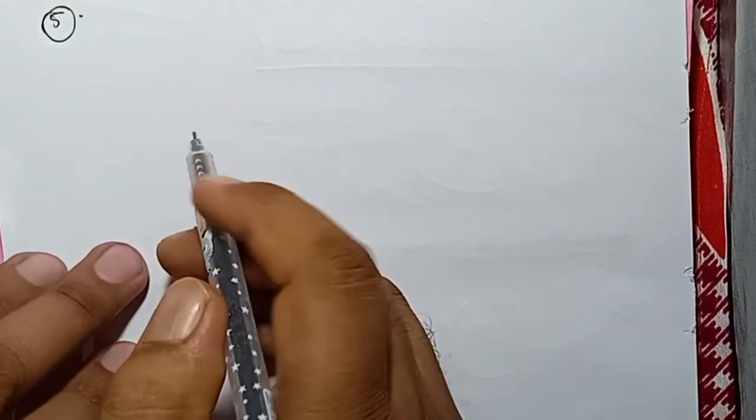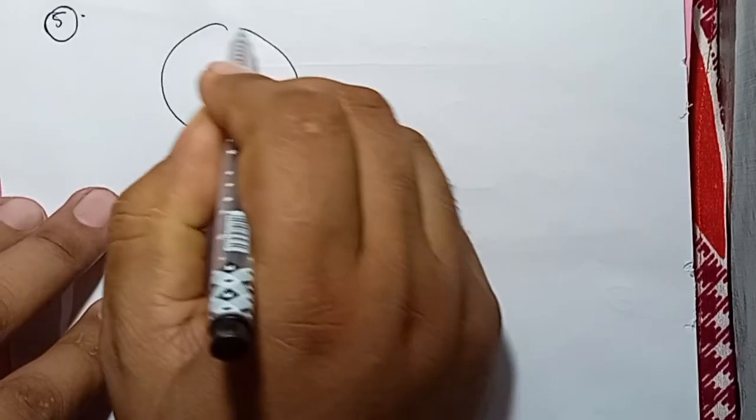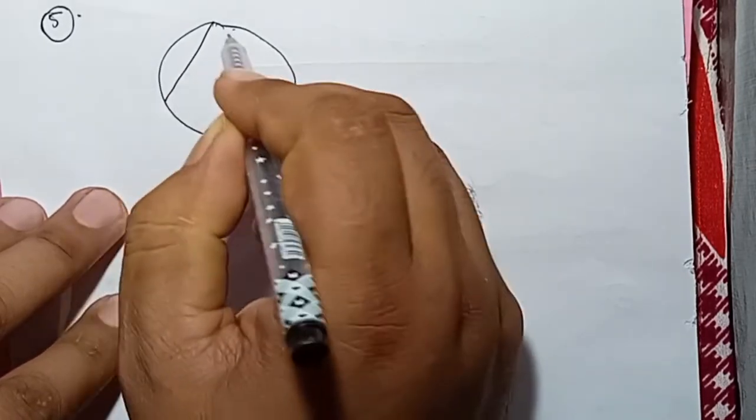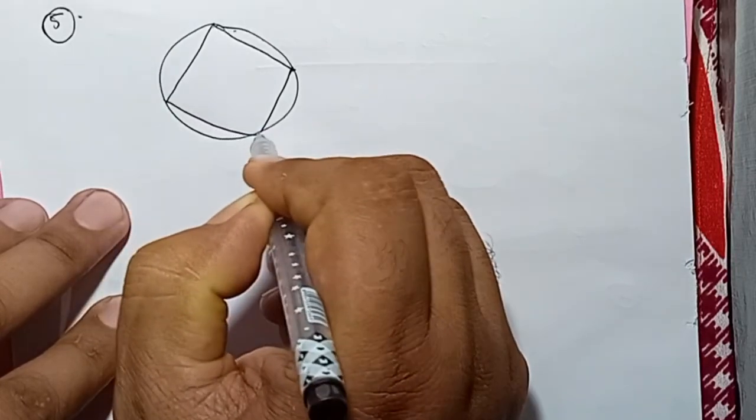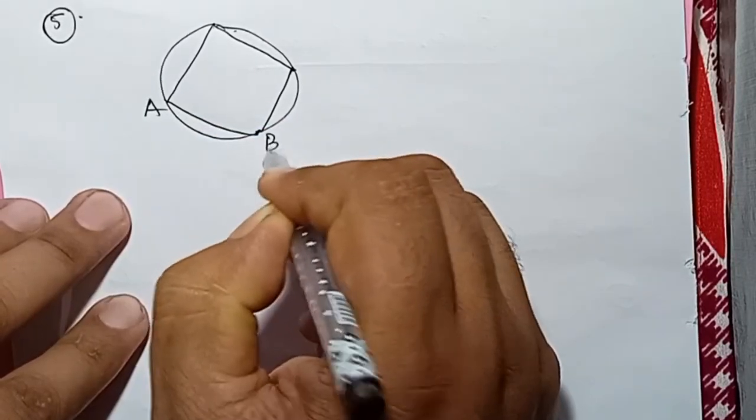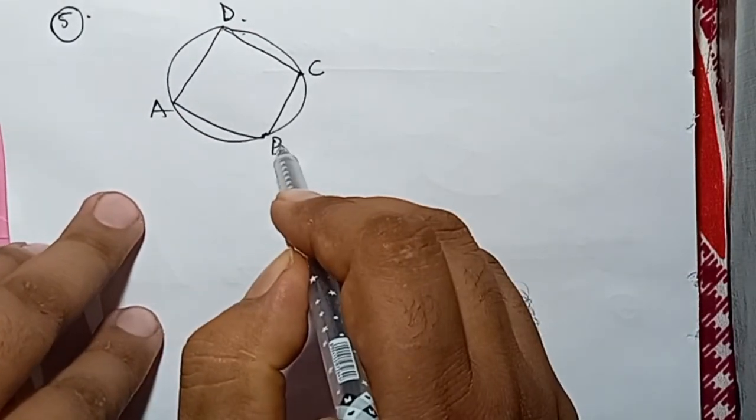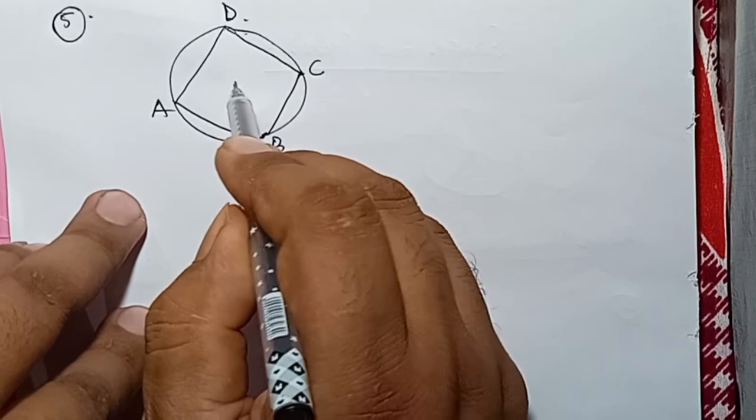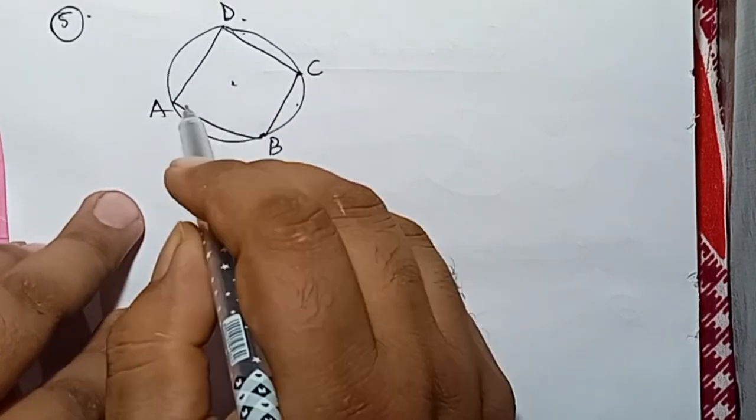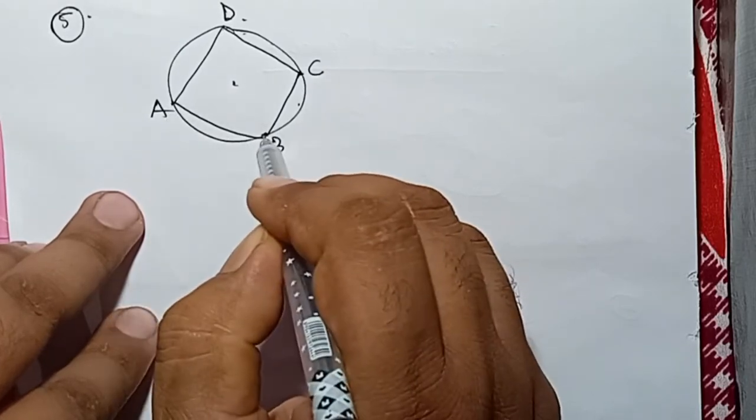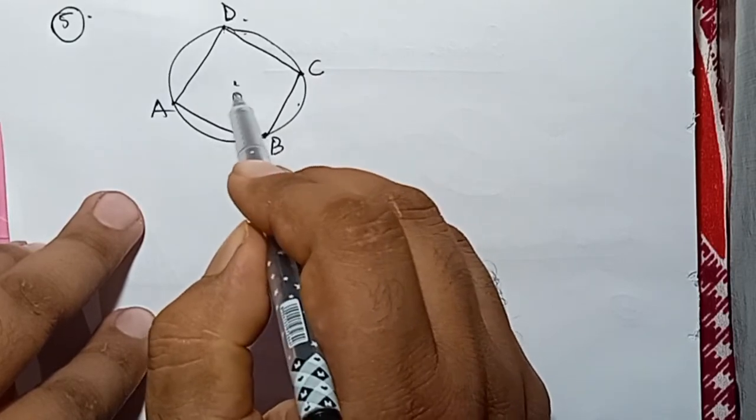You can see the fifth result is, if we have a circle and I am drawing here a quadrilateral ABCD, where all the vertices of the quadrilateral, that means all the corners, lie on the same circle. You can see point A is on the circle, B is on the circle, C is on the circle, D is on the circle.